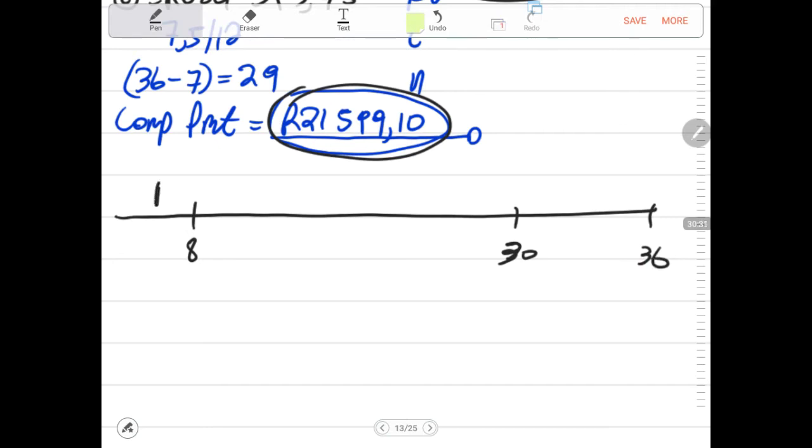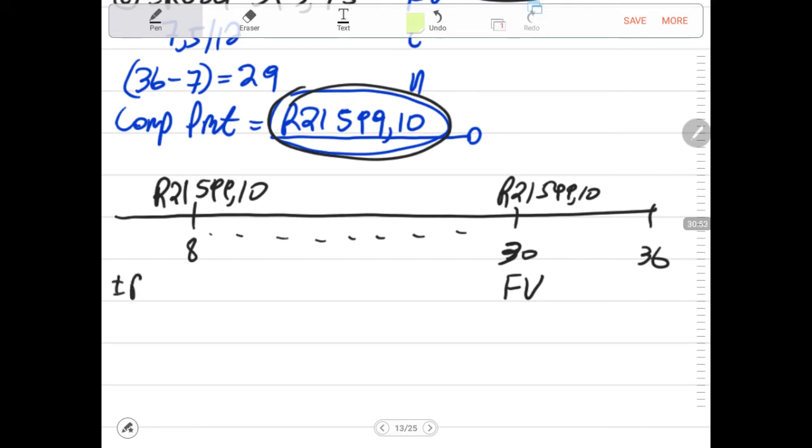So now Jack is paying 21,599.10 up until the end of month 30. He's still paying 21,599.10. Then he leaves the money in the account. Hence I said we need the future value after the last payment. So we have plus minus 21,599.10, which is PMT, the monthly payment.